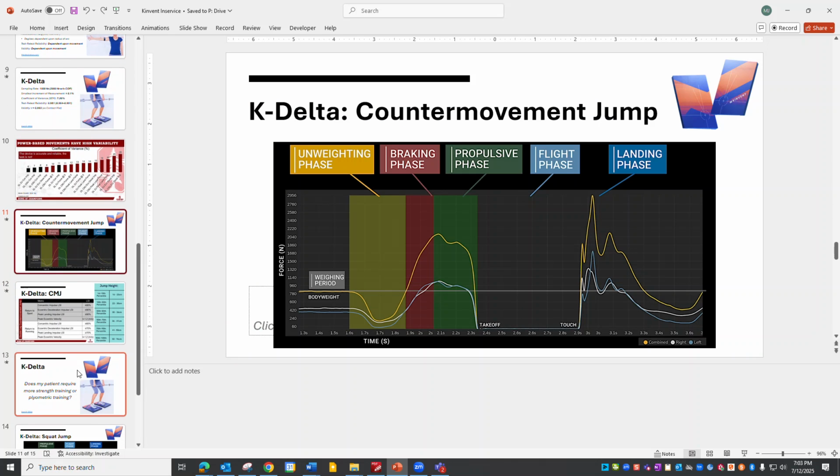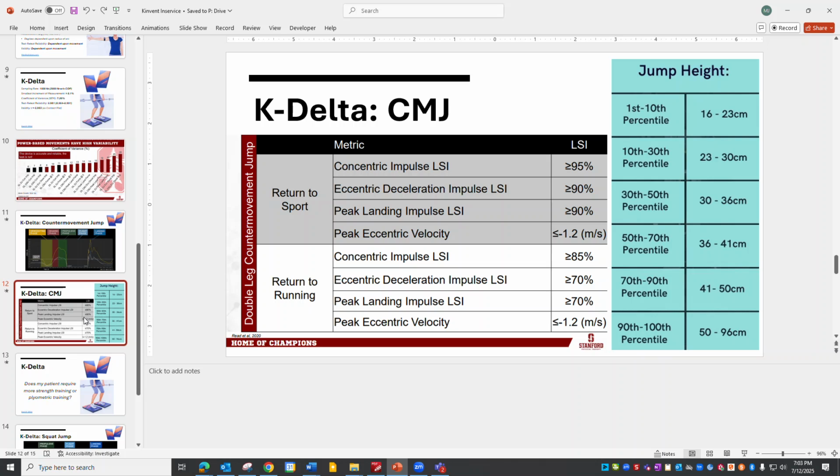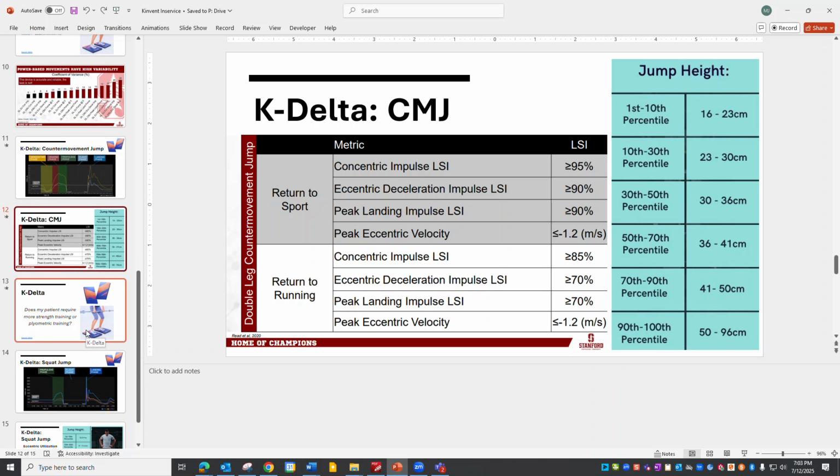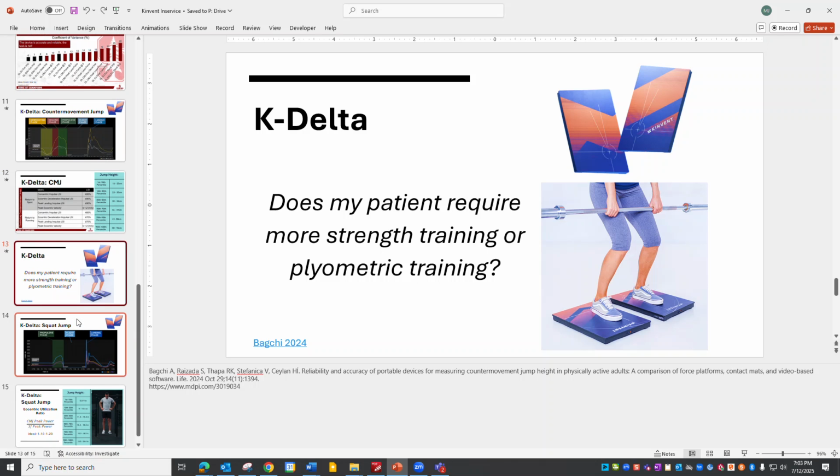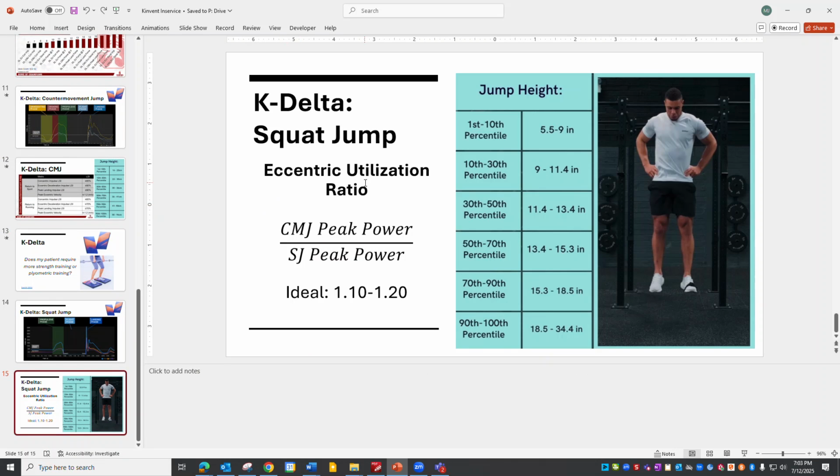And I break down the different movements that I'm going to be doing, which I think is going to be the counter movement jump as well as the squat jump. The way I'm making it clinically applicable and to spark interest is posing a clinical question. Does my patient require more strength training, or are they ready for plyometrics, or do they have sufficient plyometric-like reactive force production? I'll be using the eccentric utilization ratio as an example of that, as I'll have a volunteer do a counter movement jump and then a squat jump, and we'll calculate the EUR and see where they're at.